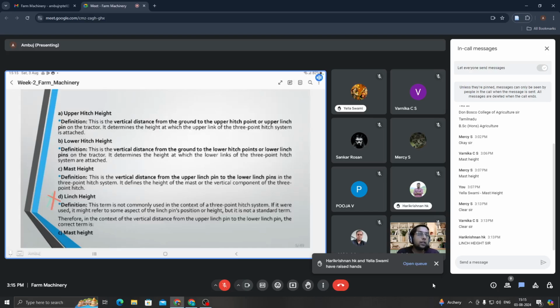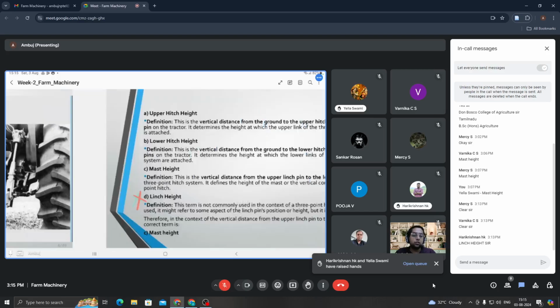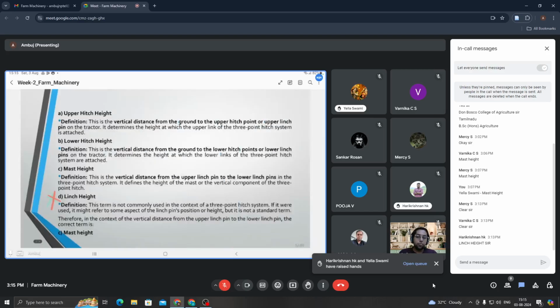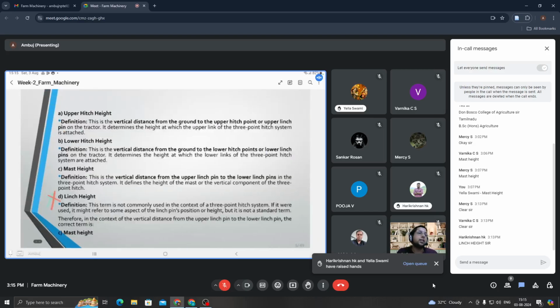Then lower hitch height is the vertical distance from the ground to the lower hitch point. See the arrow aside point C that I have marked. From this arrow to the ground, that is your lower hitch height. Another one was mast height, the vertical distance from the upper linchpin to the lower linchpin. The vertical distance between these two arrows, that would be my mast height.